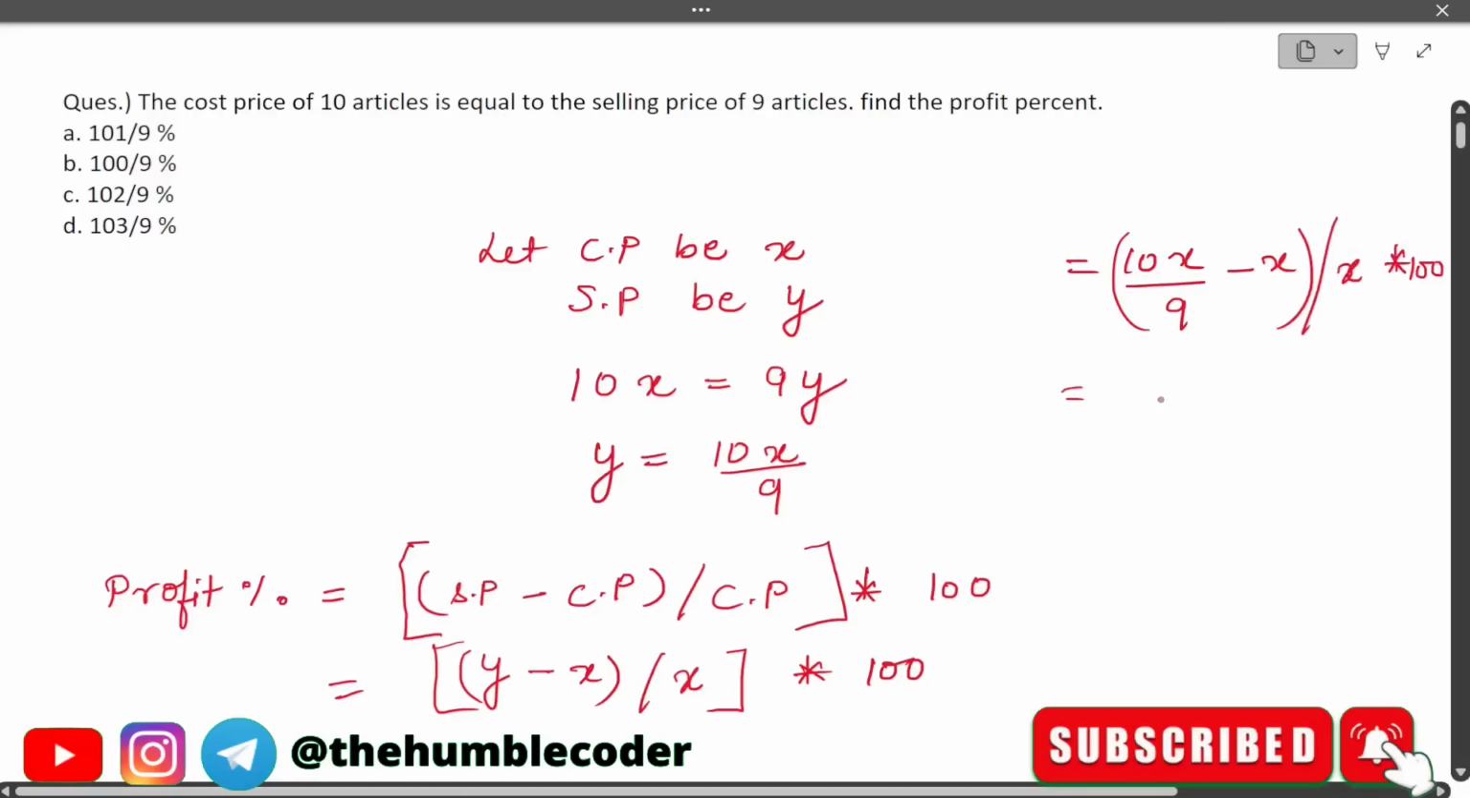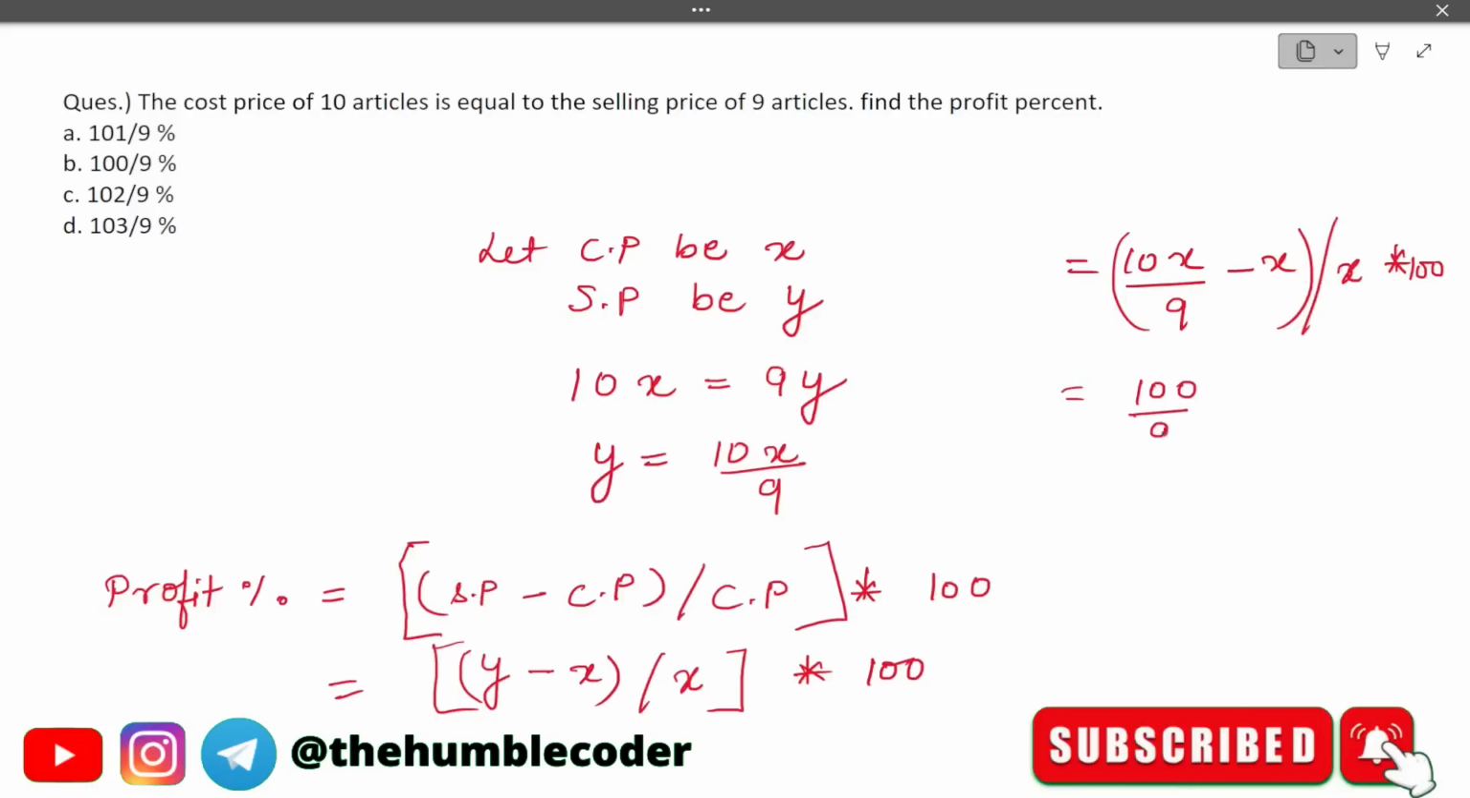Now when you further solve it, you will find out that 100 by 9 percentage will be our final answer. So let's see if we have that option. Option number B is correct here. So the answer for this question is option number B, which is 9. This question was based on cost price and selling price.